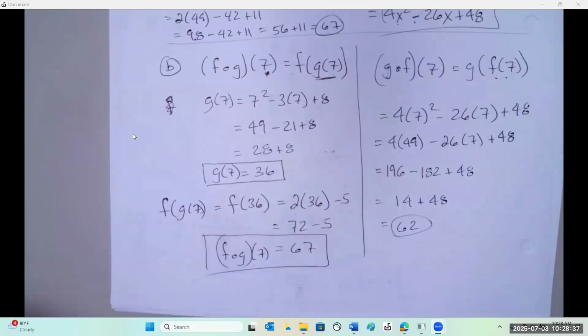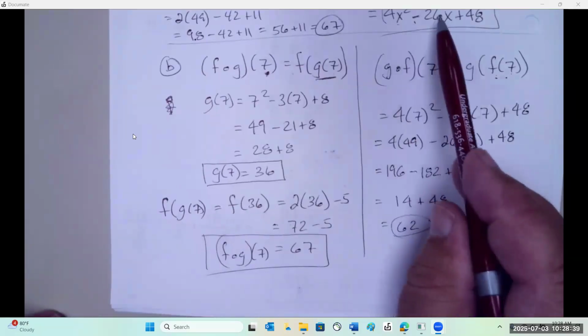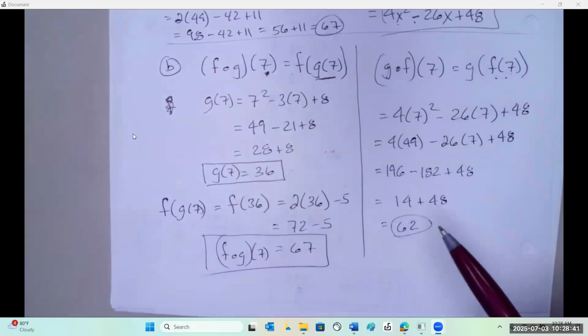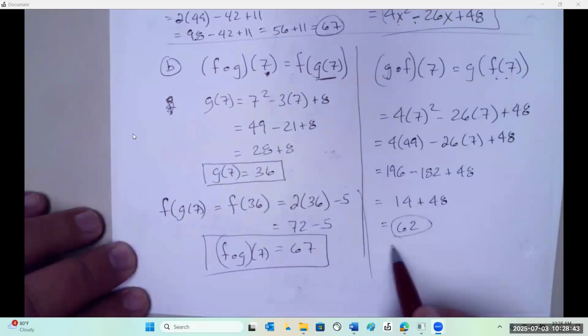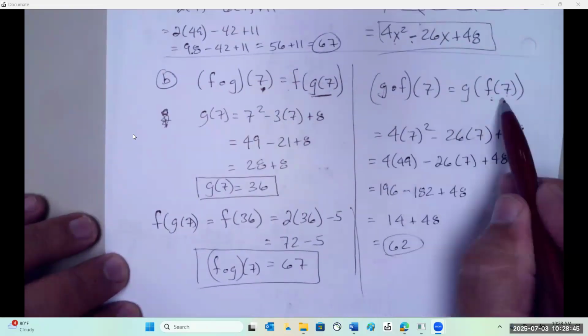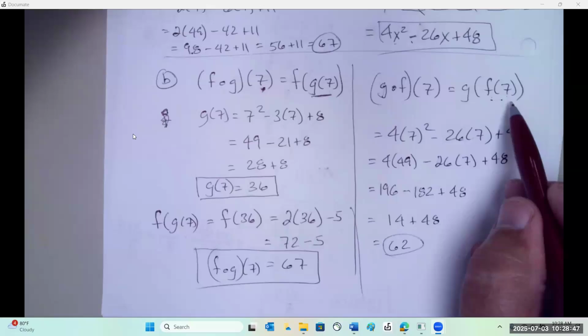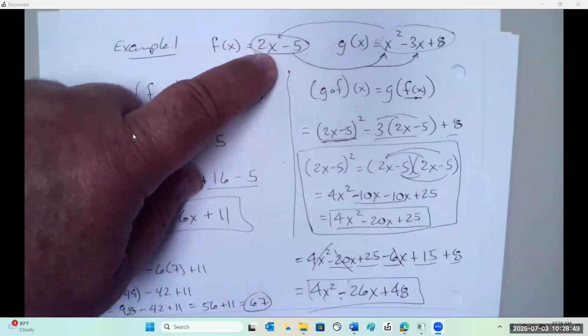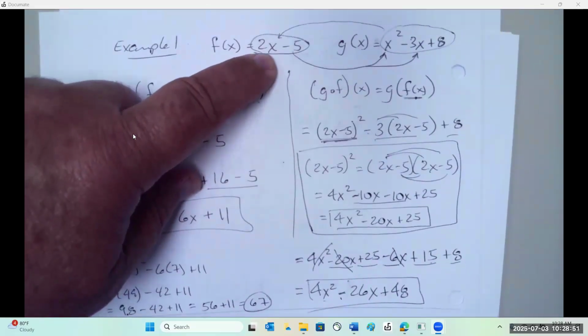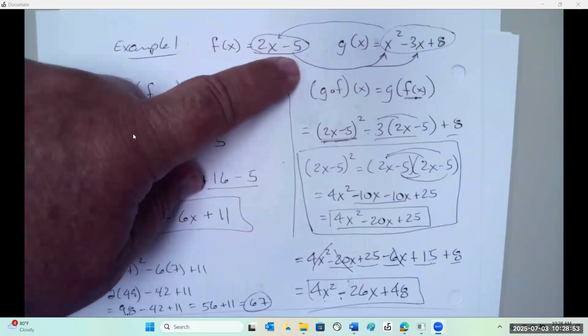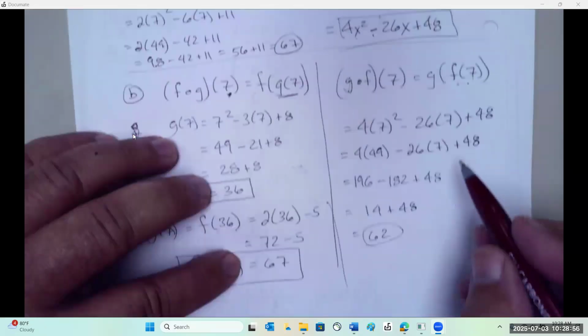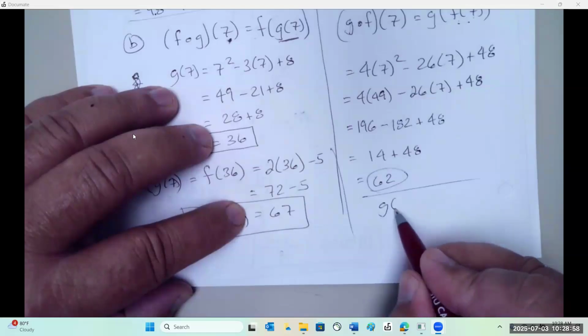And that one's faster because we already did the work. If we didn't have the work already done, we would have first had to find f of 7. So f of 7 would have been 2 times 7, which is 14. 14 minus 5 would be 9. So we would have to find g of 9.